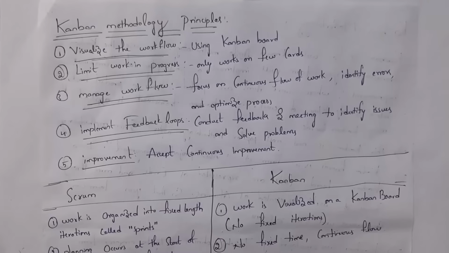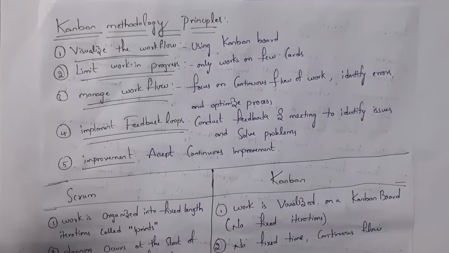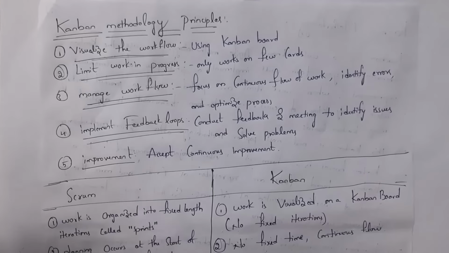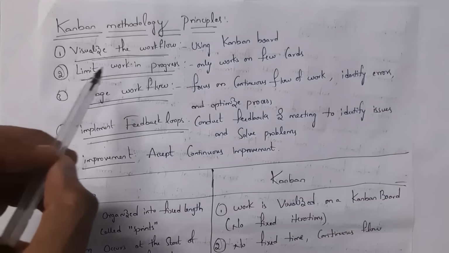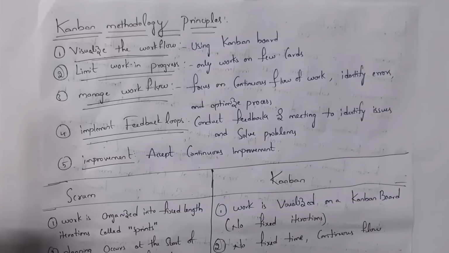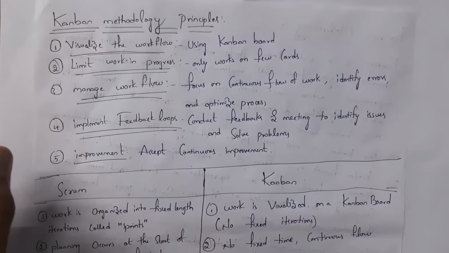These are some of the principles in the Kanban methodology. The first one is visualize the work. As the Kanban board is a visual representation, by seeing the Kanban board we can easily understand how much work is done. The next principle is limited work in progress. As I already said before, they will place only a few cards on the Kanban board.